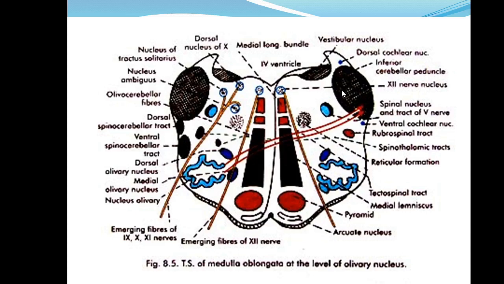In this transverse section through the upper part of the medulla oblongata, you can see the inferior cerebellar peduncle, the floor, you can see the hypoglossal nucleus, the vagus nerve nucleus, the nucleus tractus solitarius, the nucleus ambiguus, this is the medial longitudinal bundle, this is the medial lemniscus, and these are the fibers of the inferior olivary nucleus going to the inferior cerebellar peduncle.